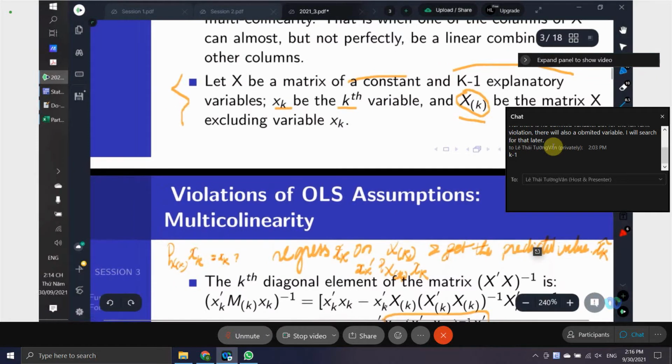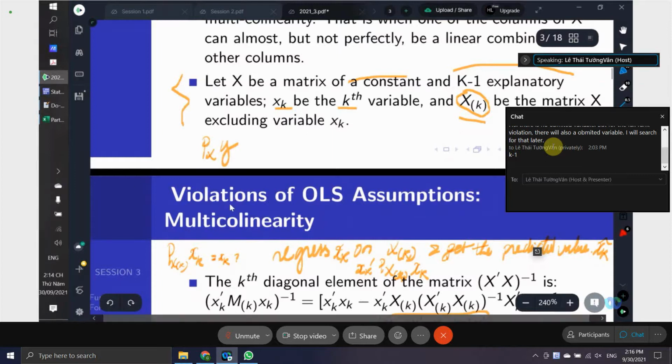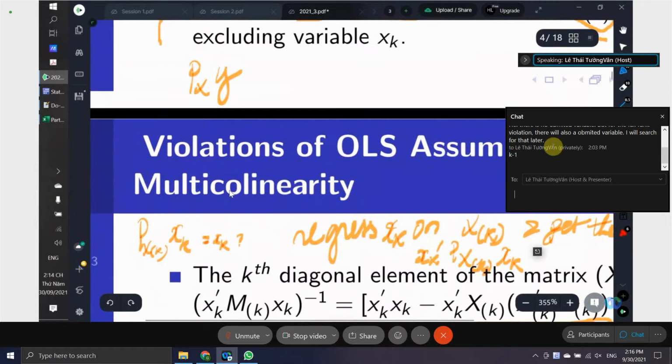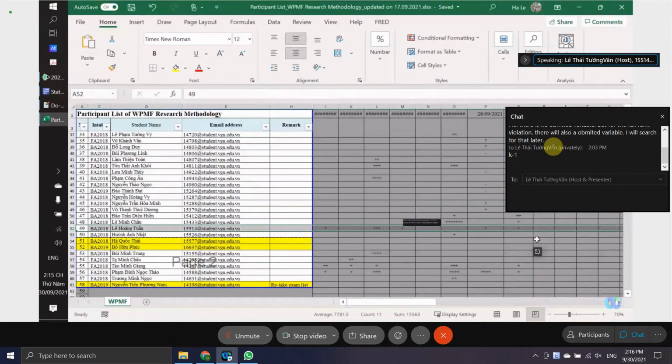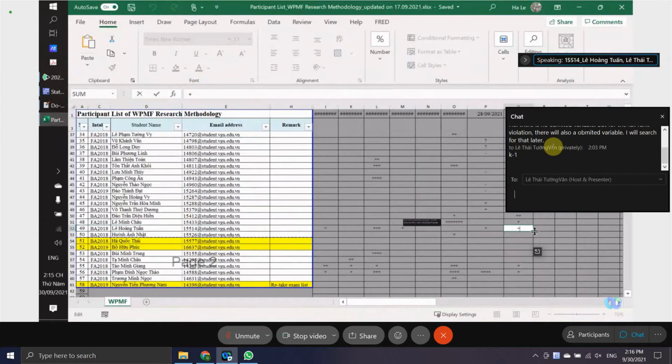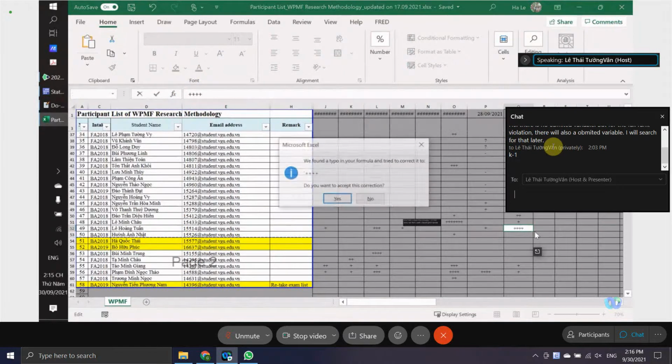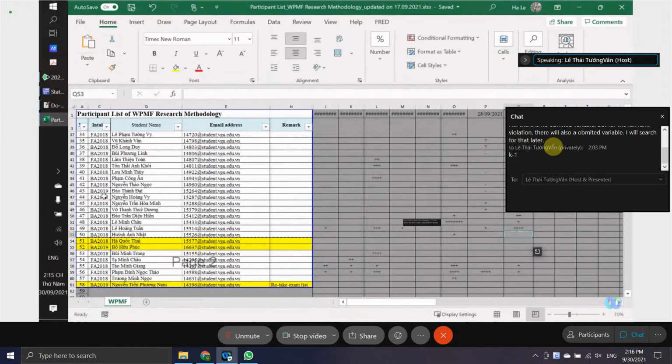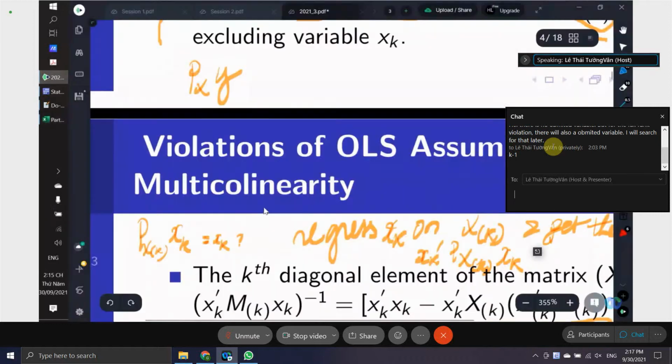It is nothing more than p x y, you know? It is similar to something like p x y. But in this case, the matrix x is different. You just take one column of x and regress that column on the rest and get a predicted value, right? Get a predicted value. Is that right, Hoàng Tuấn? Yes. Okay, that's a very nice answer. Good. Thank you very much. Okay, that's the right answer.